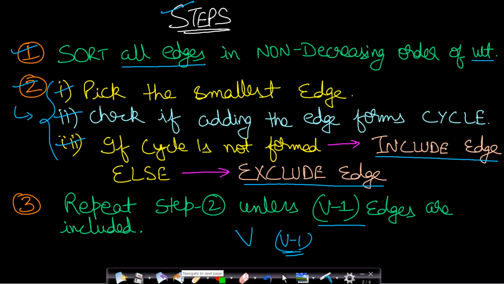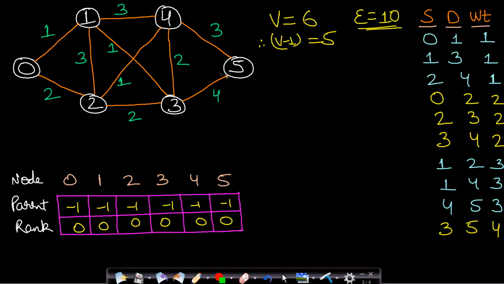So let us quickly dry run a graph and see how this algorithm works. In this dry run I will not be showing you the path compression part, that will be present in the code. I have not included it just for simplicity. I will be using union by rank only. Okay, so this is the given graph.